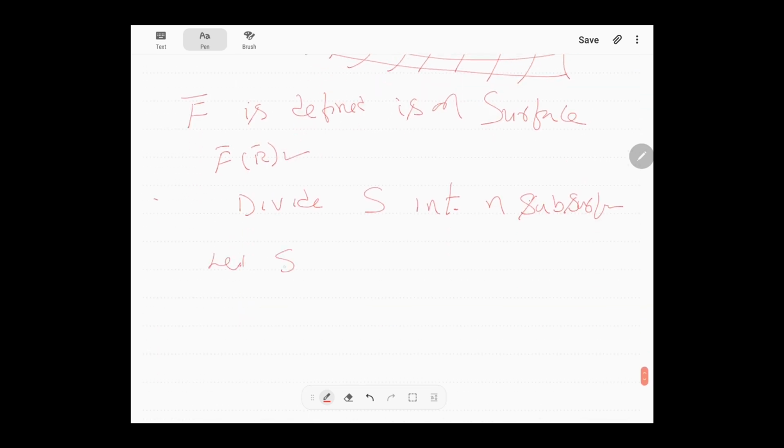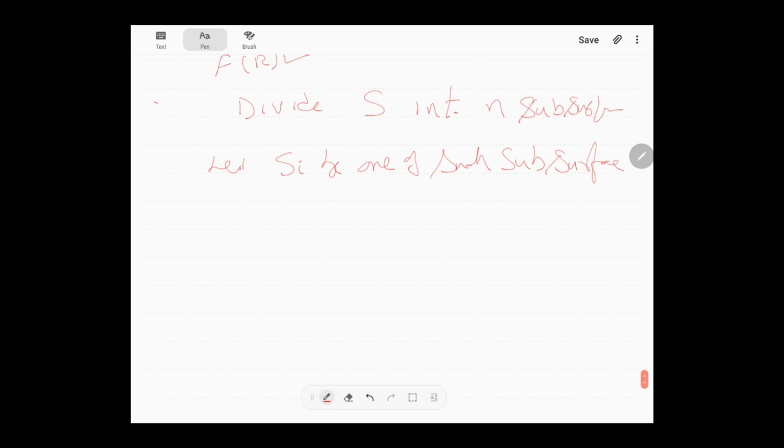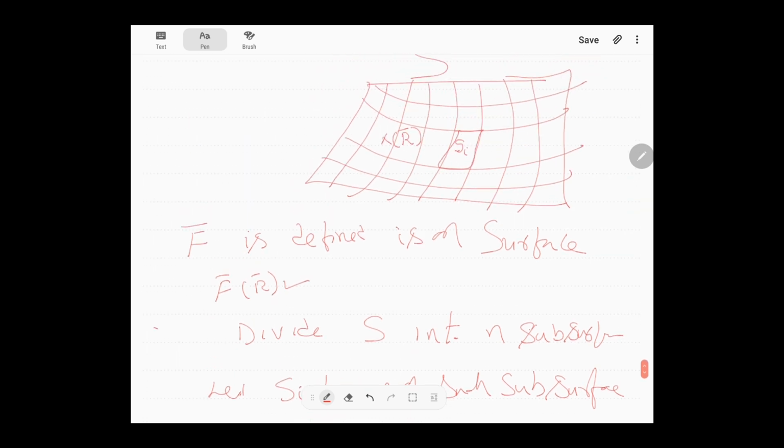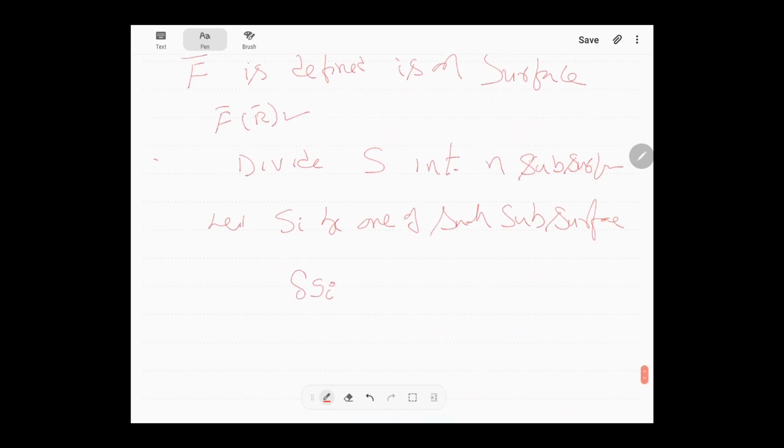Let Si be one of such subsurfaces. Whenever you have some subsurface, it will have some area. I'm calling the area of the subsurface delta Si. And this subsurface will have some outward normal vector n bar, which I am calling Ni bar. Ni bar is the outward normal vector to the subsurface delta Si.